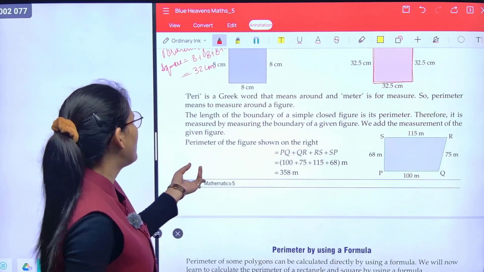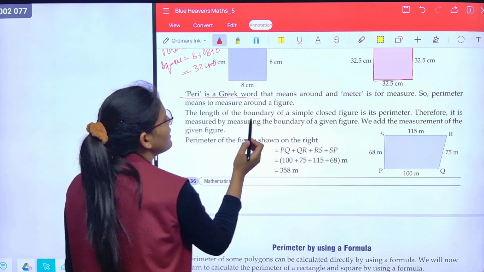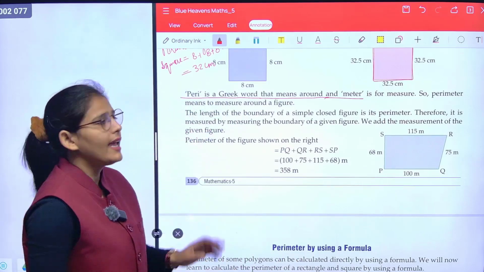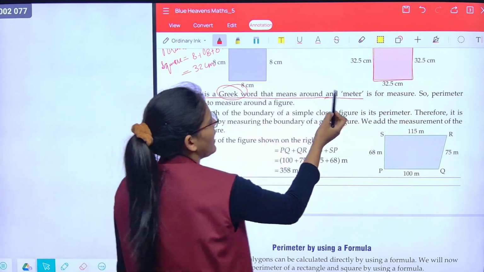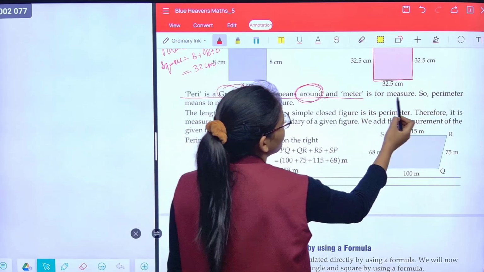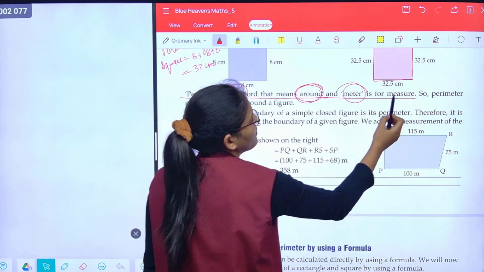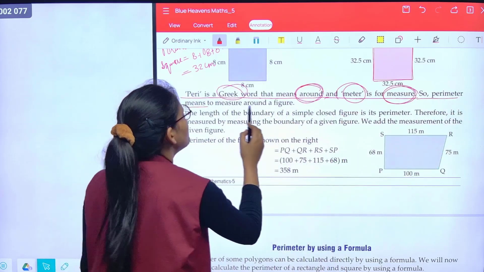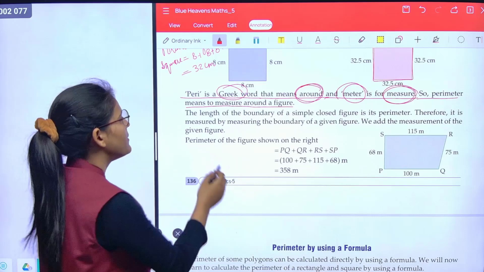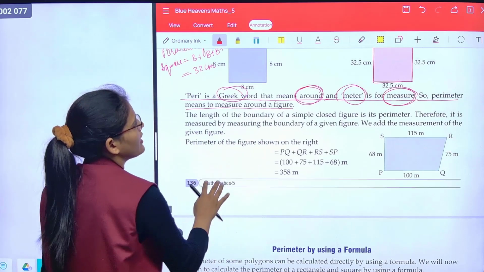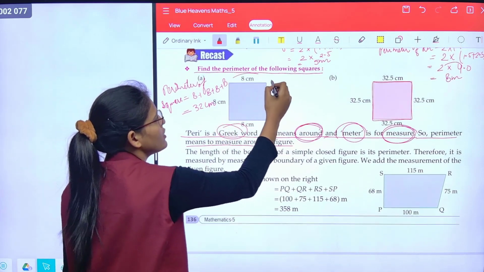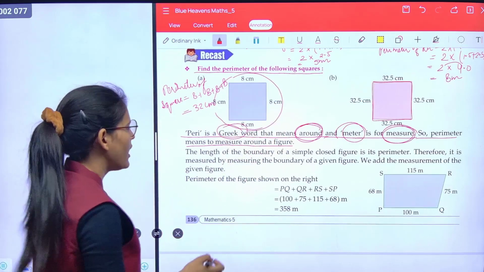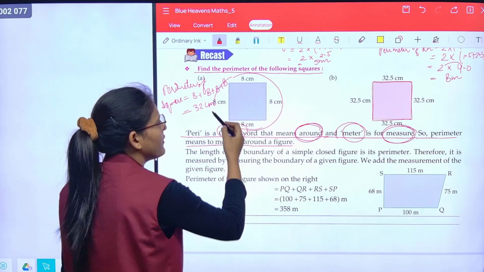Okay. Now class C, peri is a Greek word that means around, and meter is for measure. Peri is a Greek word, class, what does it mean? Around. And meter is for measure. So perimeter means to measure around a figure. Class C, this is a figure. So what will be its perimeter? It is around the edges. All of this is its perimeter. Means to measure around a figure.